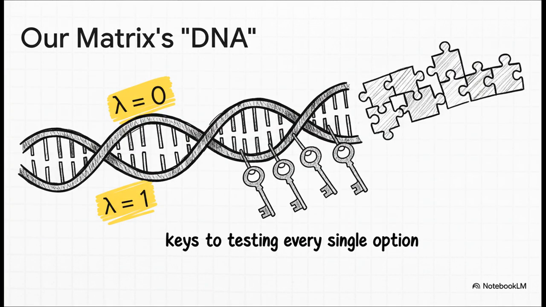And there it is, the DNA of our matrix, the two critical pieces of information we've been looking for. Our eigenvalues are 0 and 1. We also know their algebraic multiplicity, which is just a fancy way of saying how many times each root shows up. Since we had t cubed, the eigenvalue 0 has a multiplicity of 3, and since we had t minus 1 squared, the eigenvalue 1 has a multiplicity of 2. These numbers, 0 and 1, are the keys we're going to use to test every single statement.